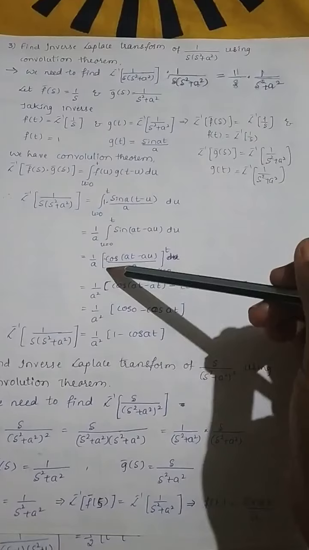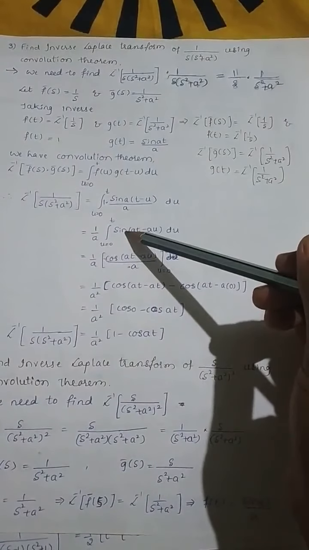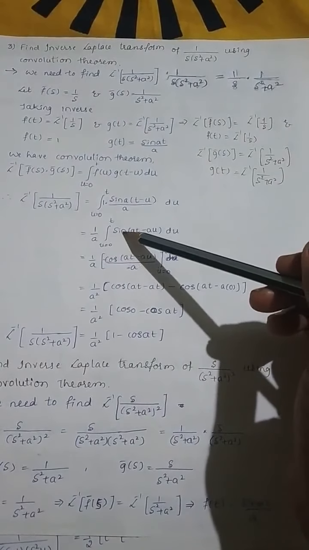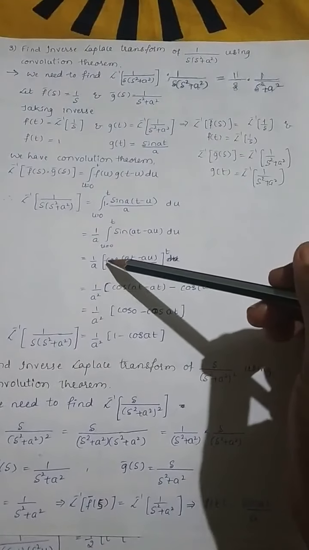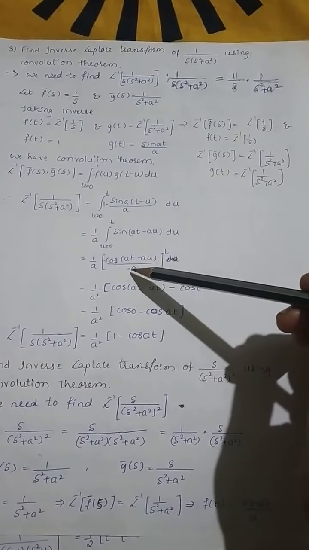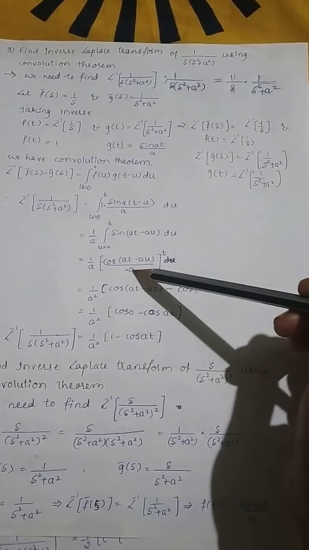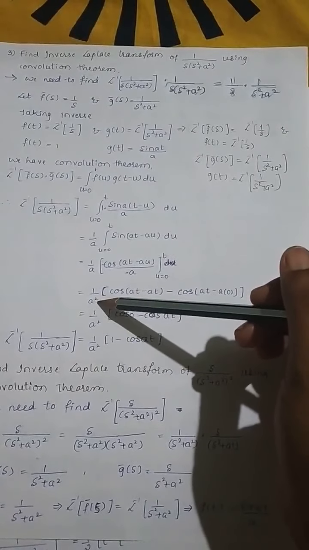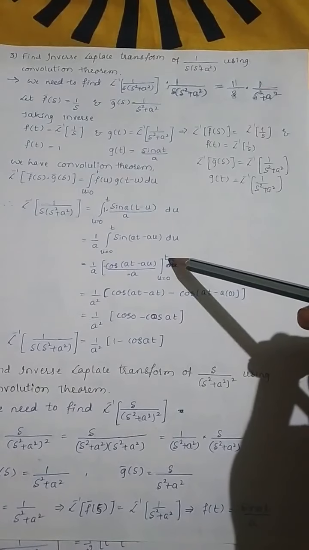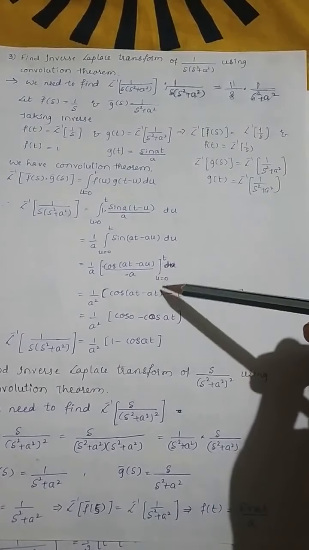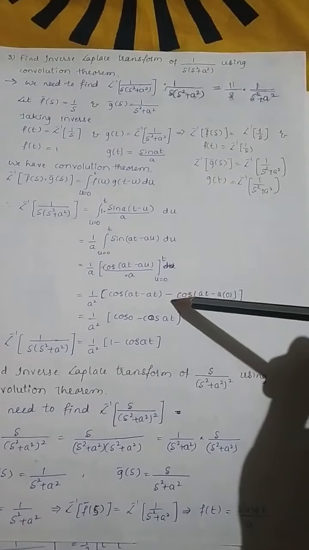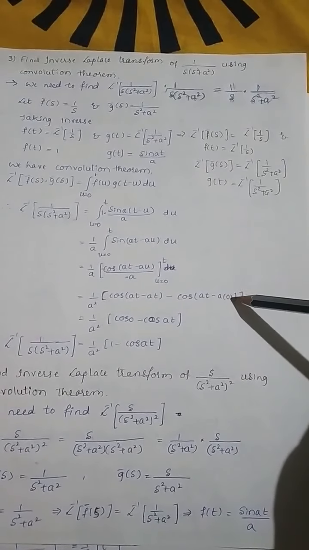1 by a into bracket, integration of sin function is minus cos, that is integration of sin a t minus a u is minus cos a t minus a u upon minus a between the limits u equals to 0 to t. 1 by a square, here minus minus gets cancelled. Next, taking a outside the bracket, that is 1 by a square into cos of a t minus, substituting the limits here, u is equals to t, u equals to 0. Cos of a t minus a t minus cos of a t minus a into 0.